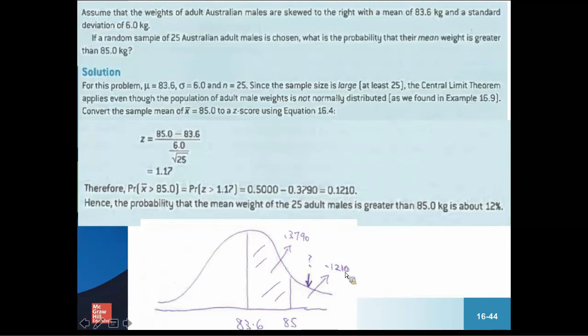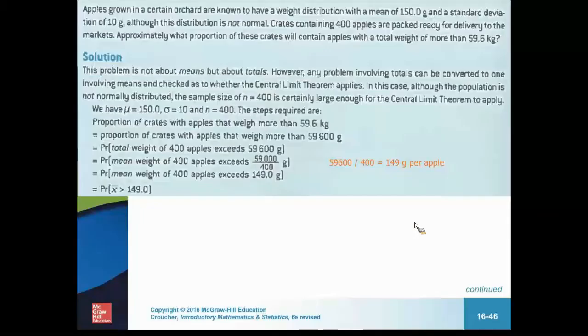So 0.5 minus 0.3790 will give me this top area here, 0.1210. About 12% of the time we would expect males' sample weights, the mean sample weight, to be greater than 85 kilograms.